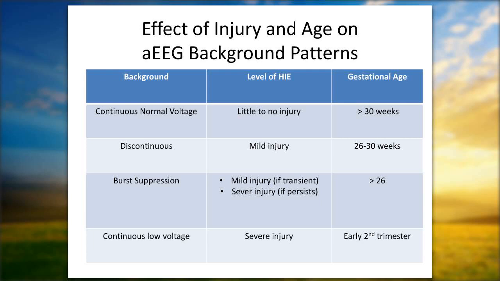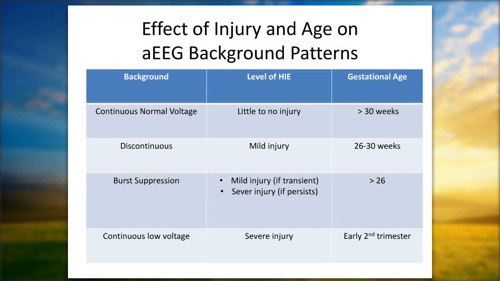So of course, when we're talking typically about HIE, we're talking about term babies. So in this case, a discontinuous pattern is not what we would typically expect for a term baby. And so whether that's an indication of mild injury or even potentially some effect of medication or sedation that we've given, maybe that is explaining why we see discontinuous. Then, of course, burst suppression, especially if it's really transient, maybe only lasting a few hours, might be indicative of a mild injury. Certainly, if it persists, it should be severe injury, especially if it persists.